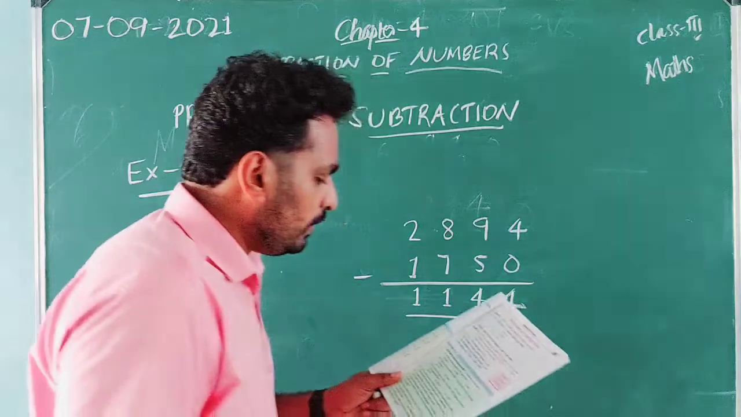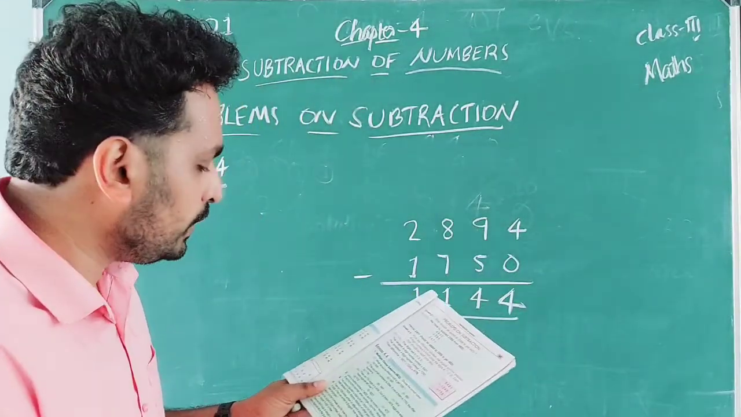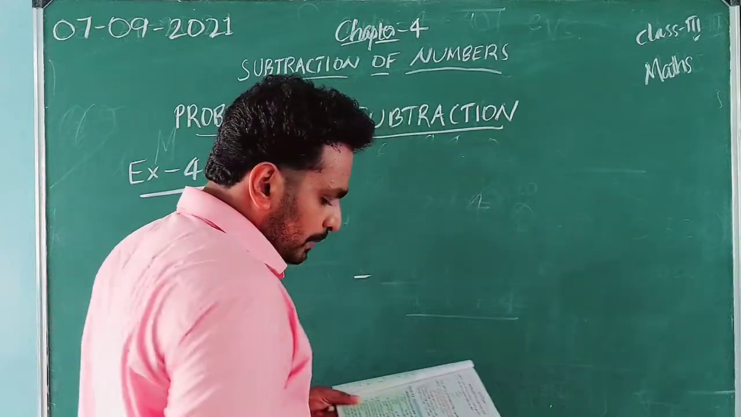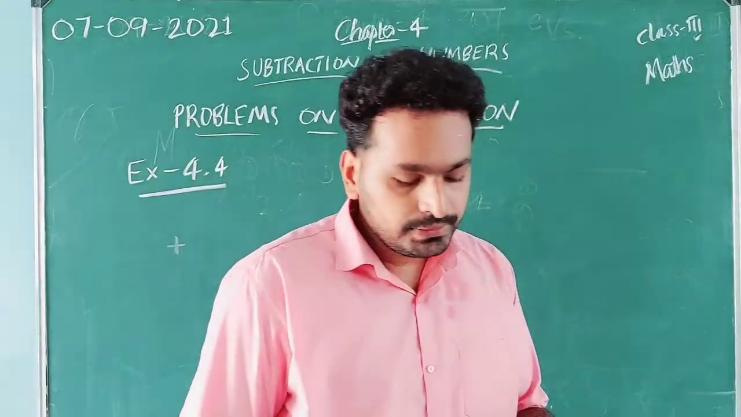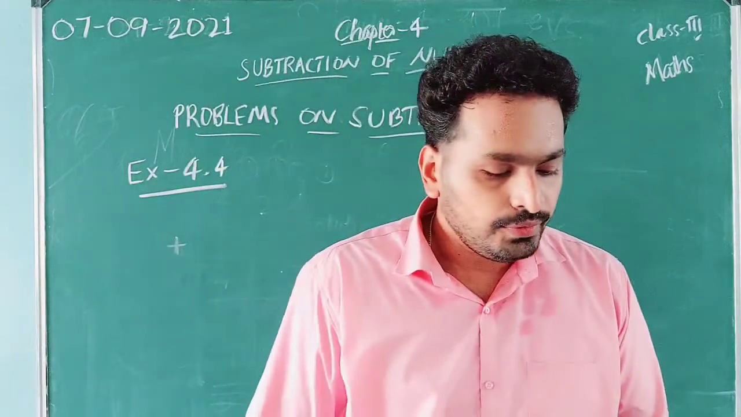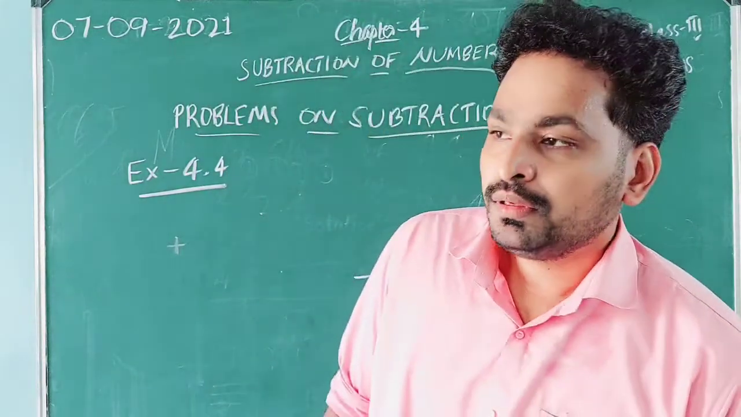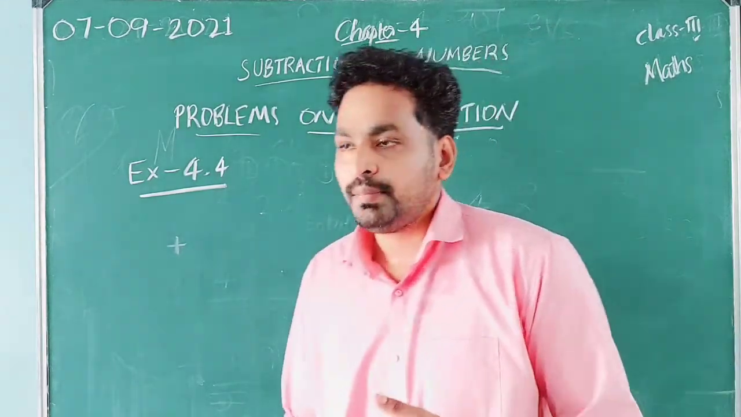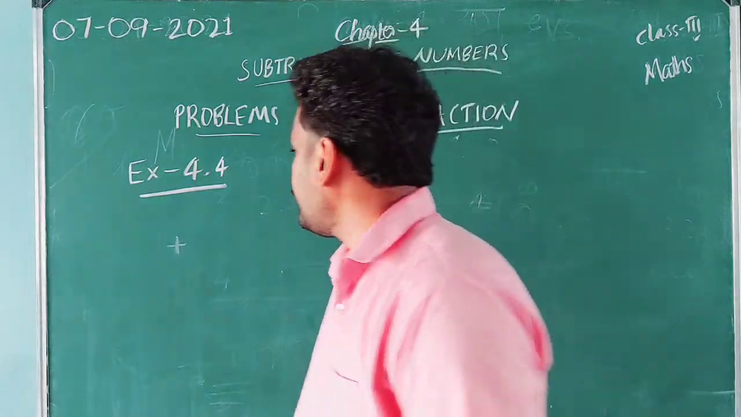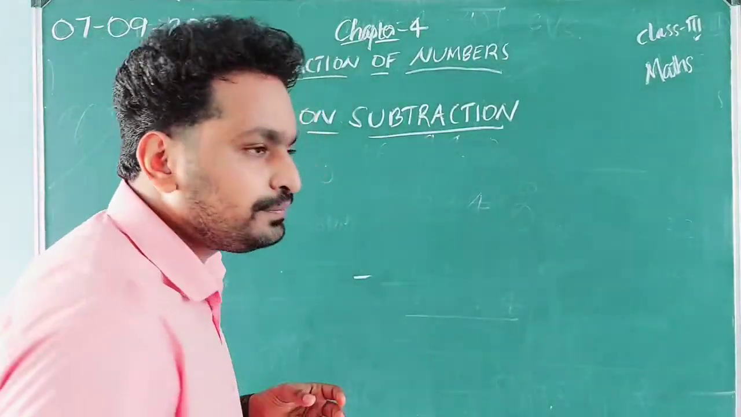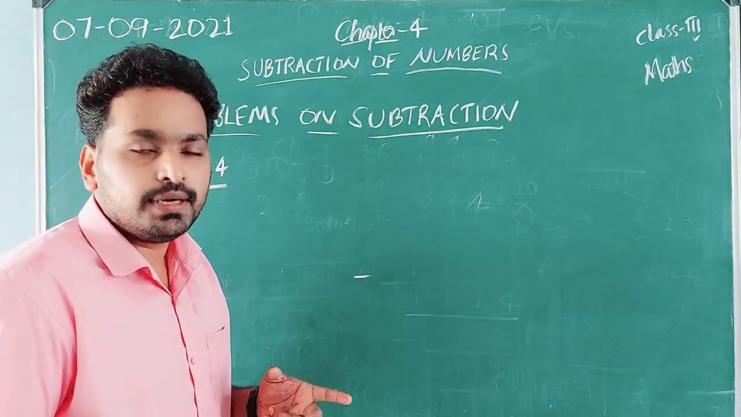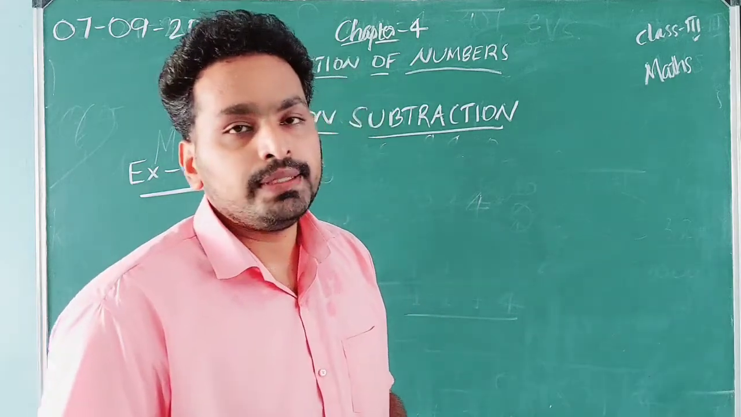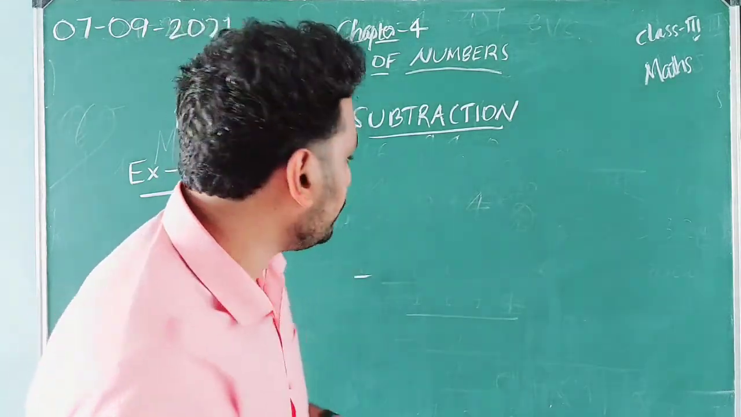There one question is there, just read it, students. John's monthly income is rupees 8,000 and his monthly expenditure is rupees 4,690. Find his monthly savings. Students, there is a formula for savings. Savings is equal to income minus expenditure. So, what is John's monthly income? All of you say together. That is rupees 8,000.